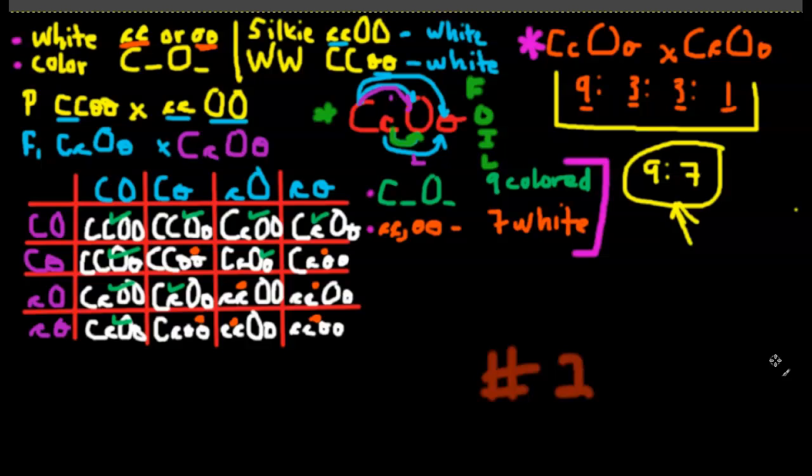But in all the different types, the clue will be that you do not have a 9 to 3 to 3 to 1 ratio. So what was this called? Epistasis. Let me make it over here. So this is epistasis. So there's some kind of masking going on.